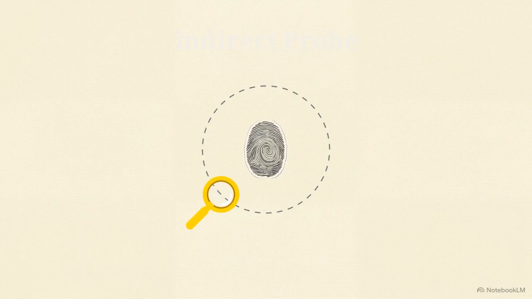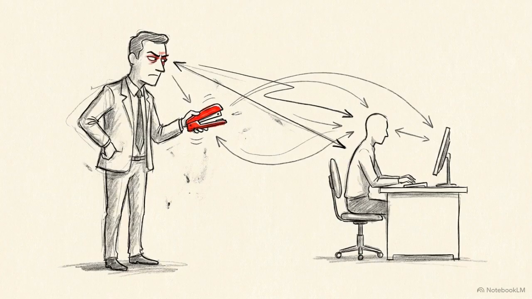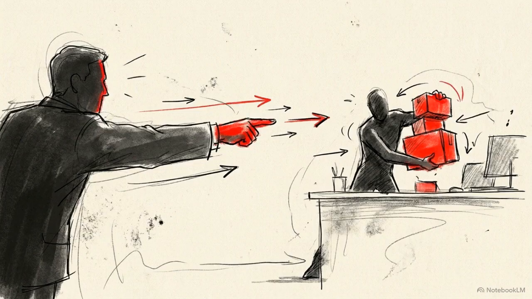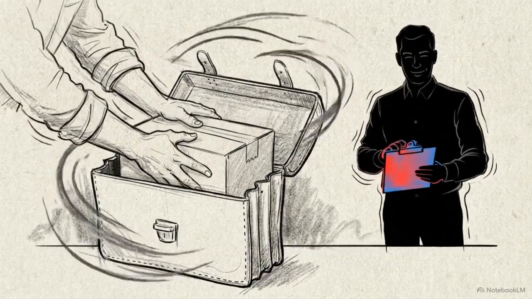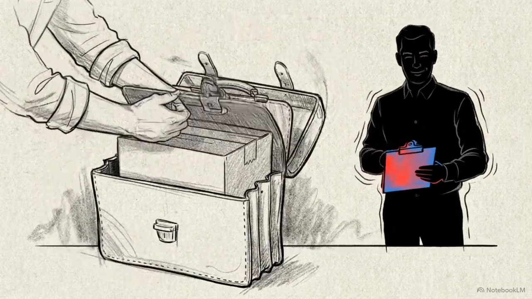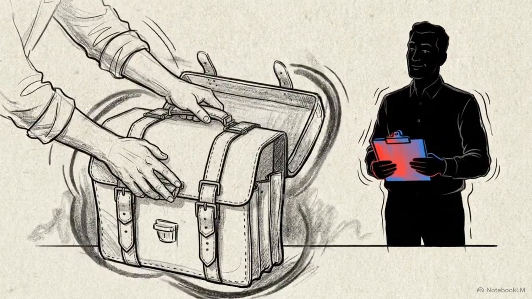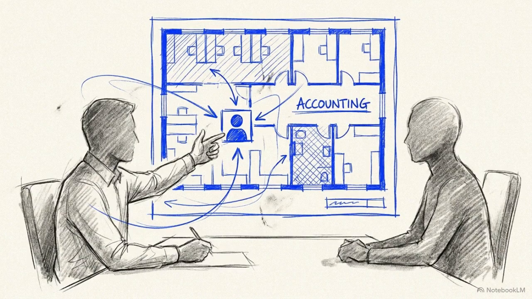Step 1 is a technique called the indirect probe. You use this when you want to test for guilt without actually pointing a finger. Here is how it works. You bring up the specific offense you suspect them of, but you frame it as a problem happening to someone else entirely. Let's say you suspect an employee of stealing office supplies. Instead of asking them if they did it, you ask for their advice. You mention that another department is dealing with a thief and ask how they would handle the situation.